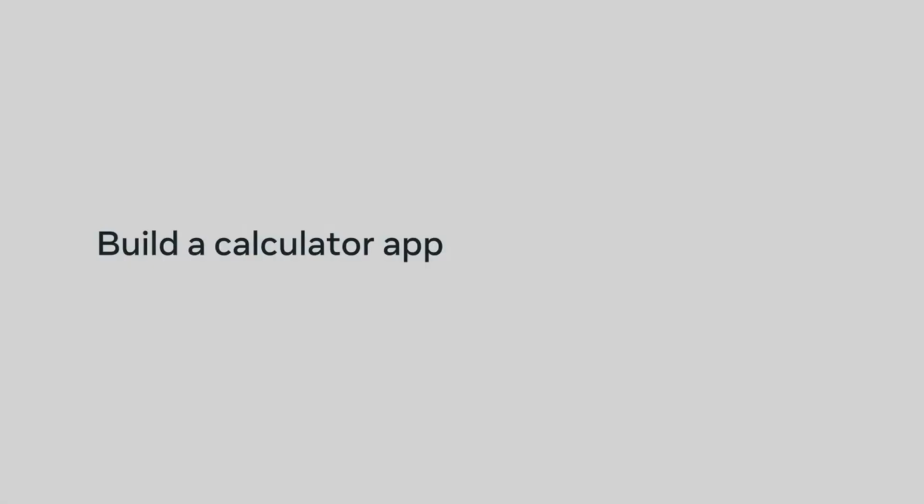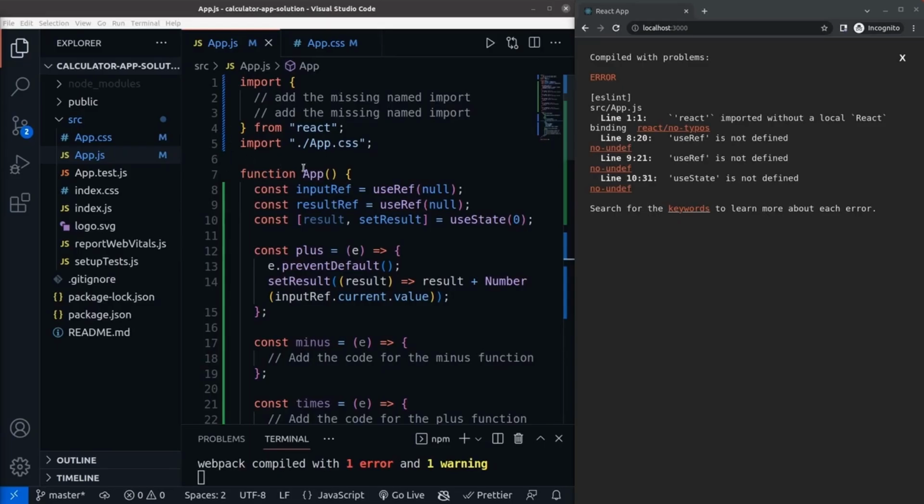I'll now demonstrate how you can use React to build a simple calculator app that is able to perform addition, subtraction, multiplication, and division operations. I have some code for this app already written. However, because it's incomplete, it encounters problems when it compiles.